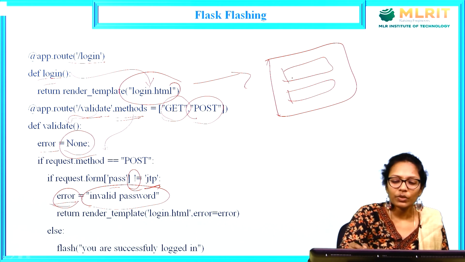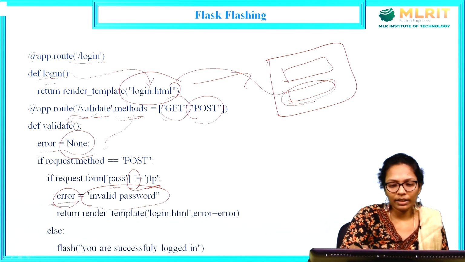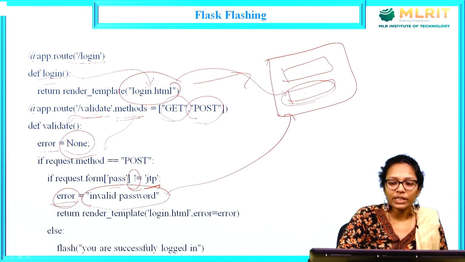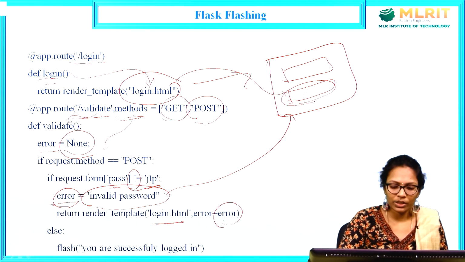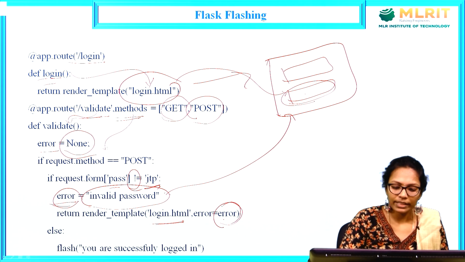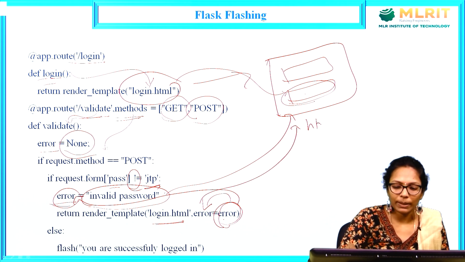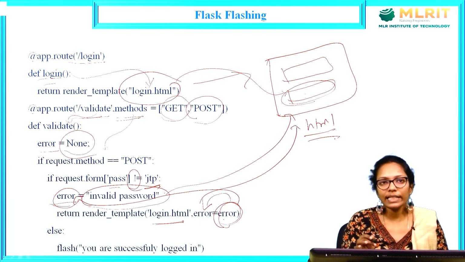If you get any error here, when will you get the error? If the password is not correct. Immediately it will display this information, again in the same page, login.html. So what is the error you want to send to the HTML? Again error only, so error is equal to error. The right side error is your Python value, and the left side error is the variable used by this HTML. So in the HTML the variable is error, and in Python you are sending the value as error only.